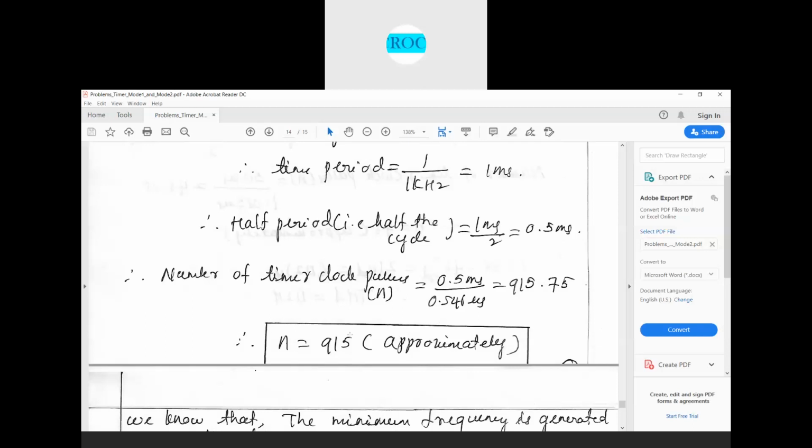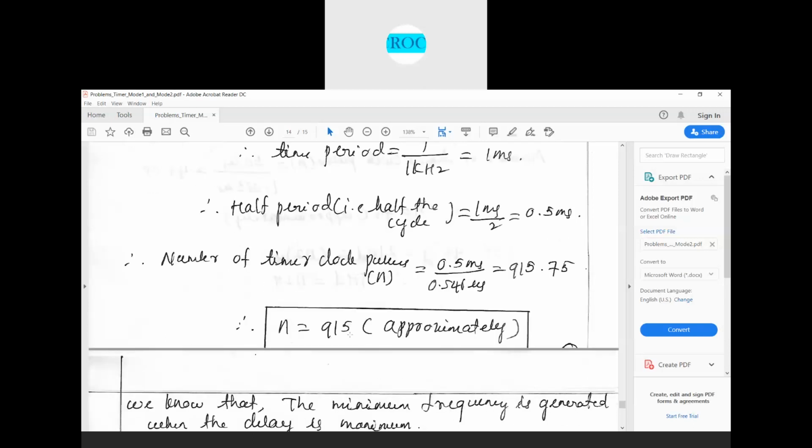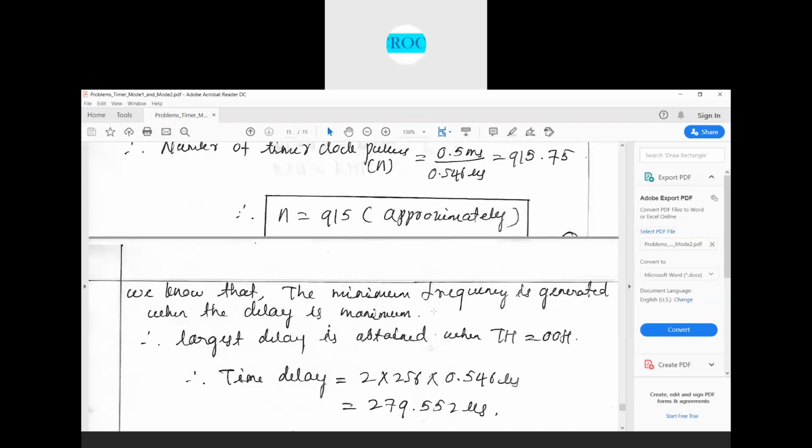Now how do you do this? Since mode 2 is only an 8-bit timer, the number of counts we can have is only 256. I need to count 915, but using an 8-bit timer I cannot do that, because the maximum number of counts is only 256. There are various ways we can do it.